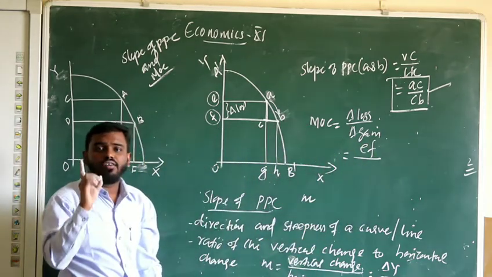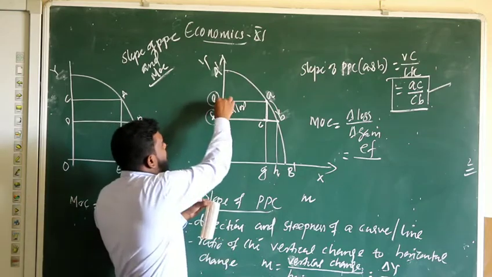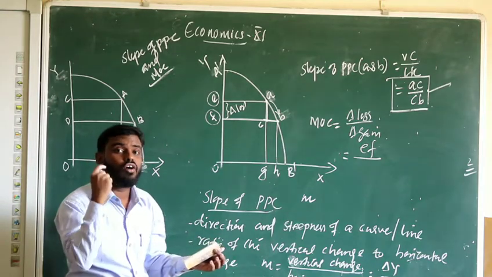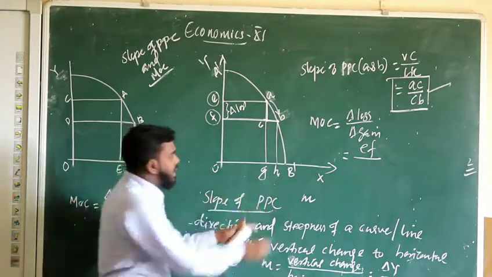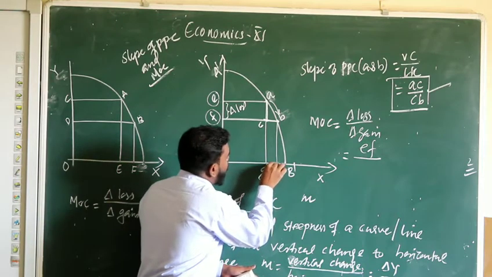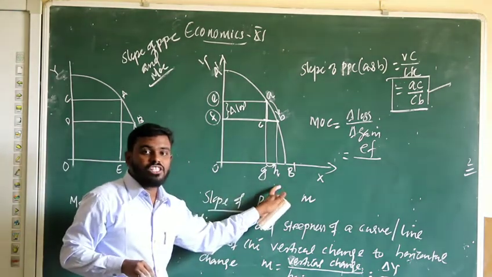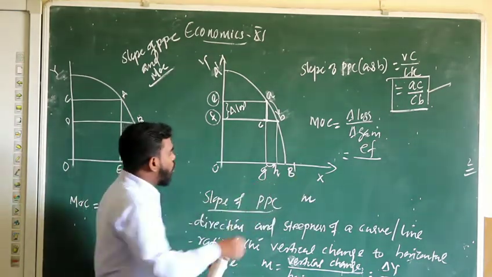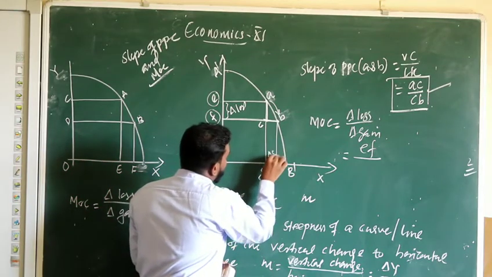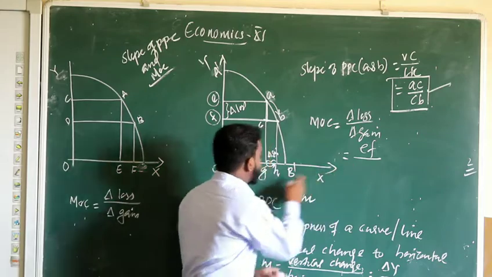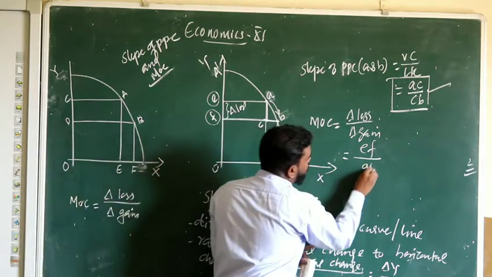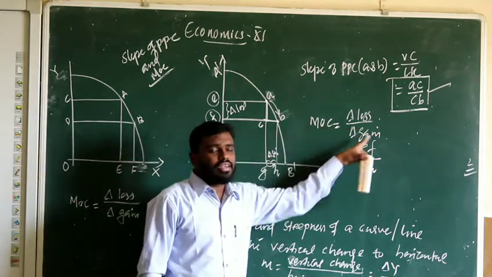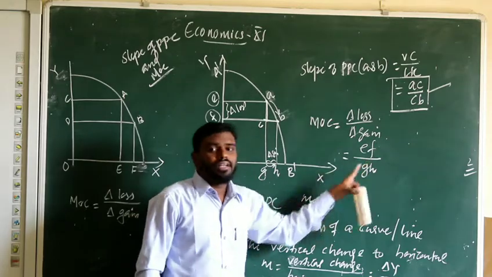Now next we need to calculate delta gain. By sacrificing EF amount of commodity, they got some additional units of commodity X. That is, they moved from G to H. So this much additional rice or additional X the economy got. So this is known as delta gain. So delta gain is equal to how much? GH. So MOC is equal to delta loss upon delta gain, that is equal to EF upon GH.